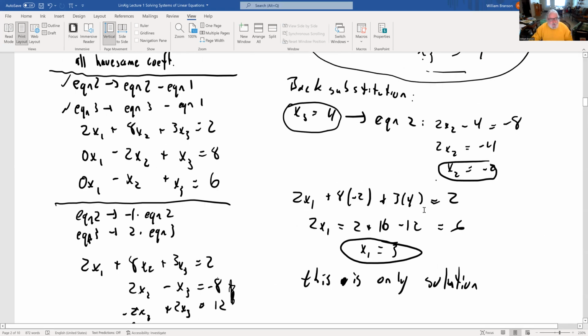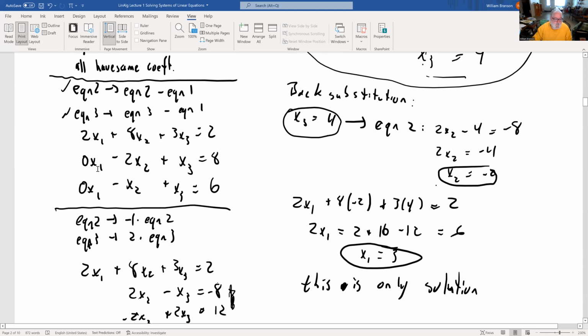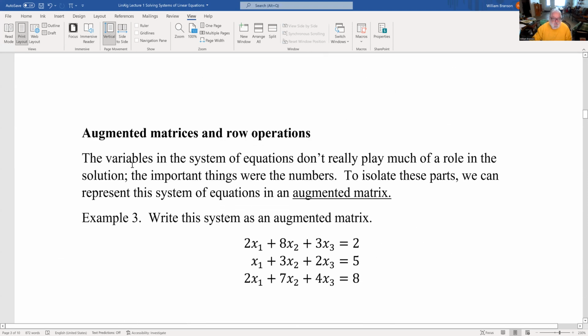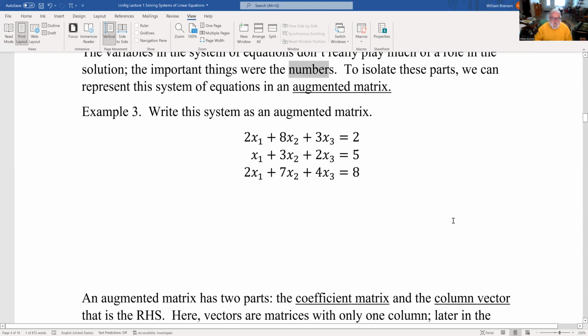Okay, so reduction, pretty straightforward. I think you've seen it before when we've had 2 equations and 2 unknowns. You can do it for 3 equations and 3 unknowns, just try and get everything reduced down there. So note that the variables in the system don't play much of a role in the solution. The important thing is the numbers. And so to isolate just the numbers, we can represent the system as something called the Augmented Matrix.